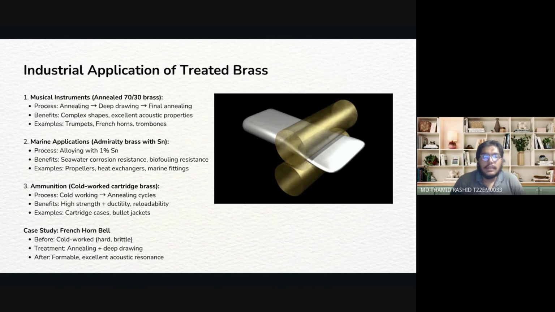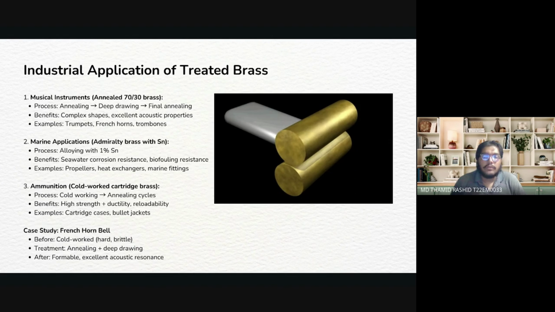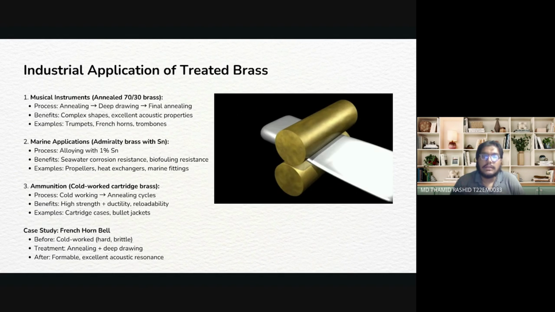Next is the marine application. Naval brass resists seawater corrosion while maintaining strength. Ship propellers, portholes, and deck hardware rely on brass. When used in a ship, seawater can cause corrosion to different types of elements, but brass is corrosion resistant, so as a result, it can be used in marine applications.